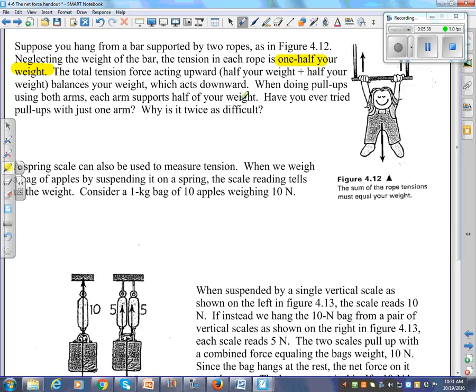Have you ever tried pull-ups with just one arm? Yes. Just like this? Is it easy to do? No. Why not? Yeah, because you don't have enough power in your arms. Here you've got, right, it's half and half.